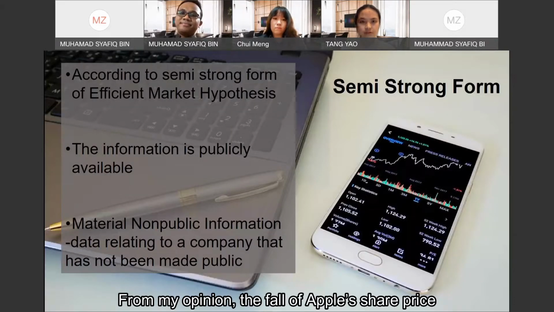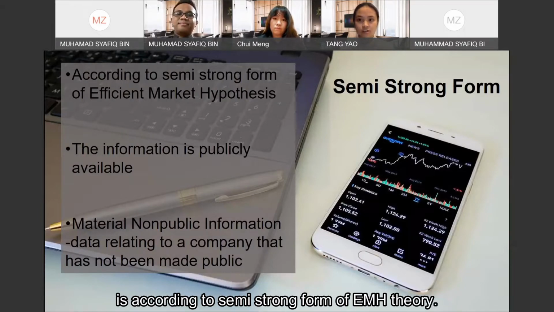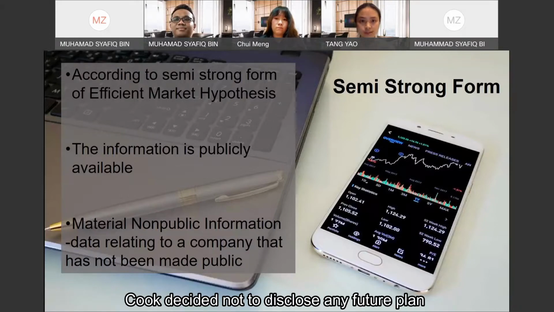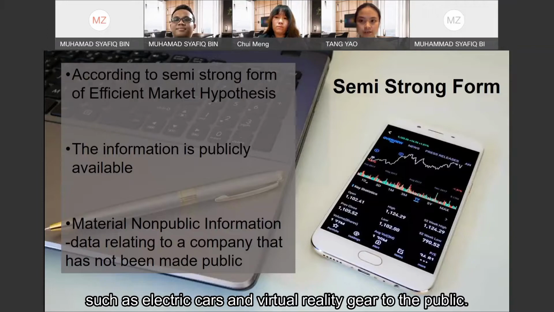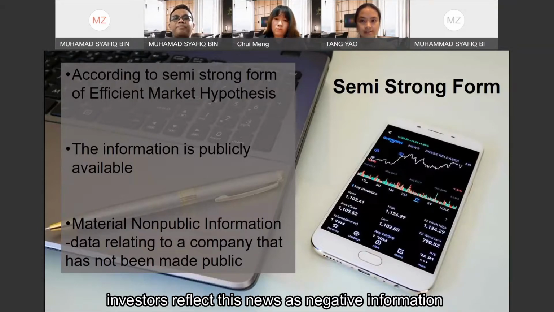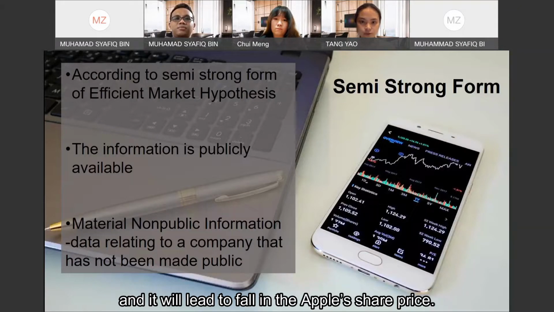Okay, from my opinion, the fall of Apple's share price is according to the strong form of efficient market hypothesis theory. The fall of Apple's share price is because CEO Tim Cook decided not to disclose any future plan, such as electric cars and virtual reality gear to the public. When this news is released to the public, the investors reflect this news as negative information, and it will lead to fall in the Apple's share price.